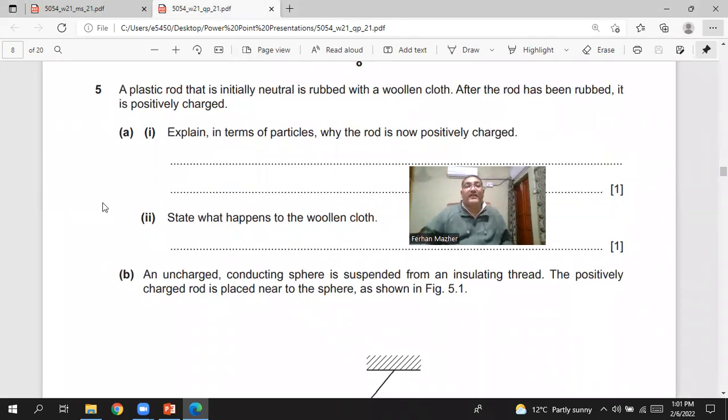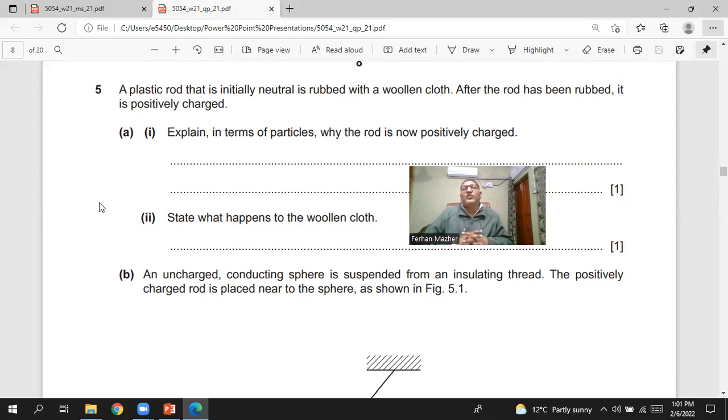The next question is question number 5. A plastic rod that is initially neutral is rubbed with a woolen cloth. After the rod has been rubbed, it is positively charged. Explain in terms of the particles why the rod is now positively charged. You see, when you rub that plastic rod with the woolen cloth, the electrons from the plastic rod have transferred to the woolen cloth. So that's why the rod has lost electrons and it has become positively charged.